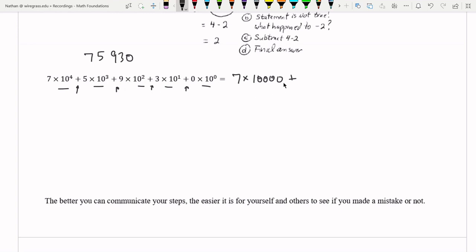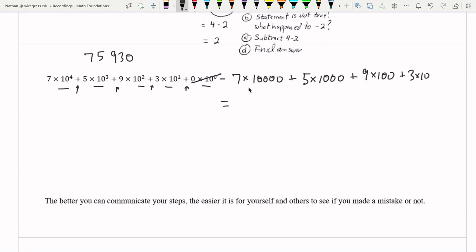10 cubed is 10 times 10 times 10, which is 1,000. 10 squared is 10 times 10, which is 100. 10 to the 1 power is just 10. And 10 to the 0 power is 1. But we're multiplying that by 0. 0 times anything is 0, so this term goes away.